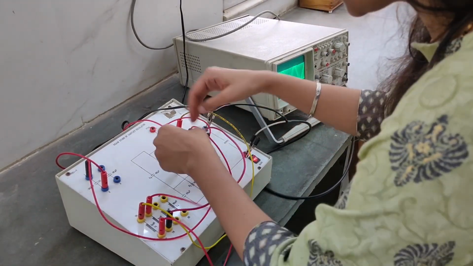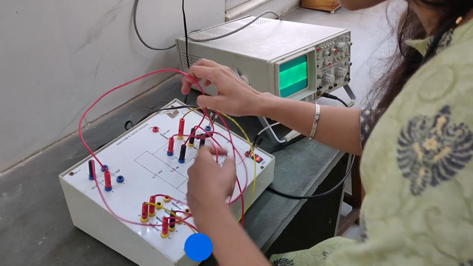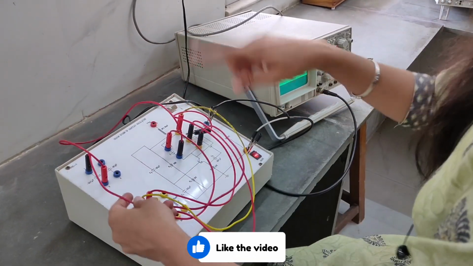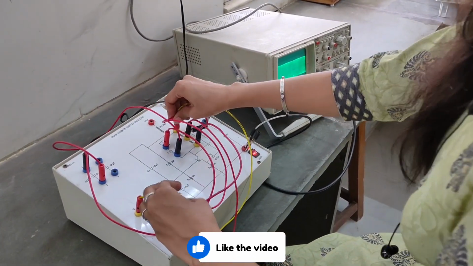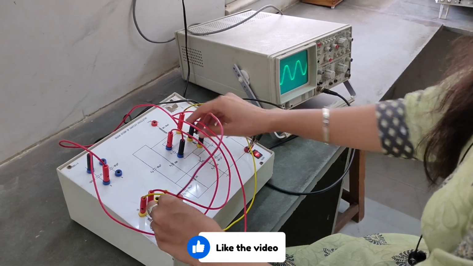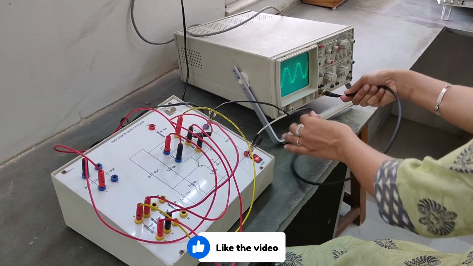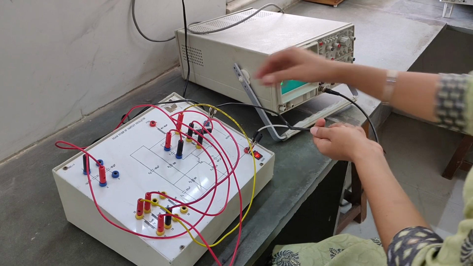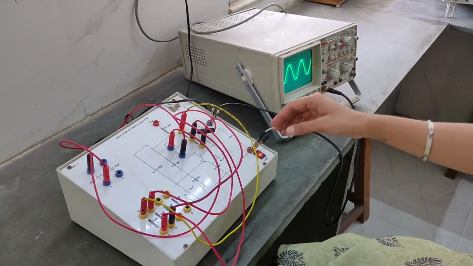Okay. So this is the circuit connection. We are connecting a capacitor here, and we are connecting the inductors L1 and L2. And this is to measure the output voltage. So we are measuring the output voltage.